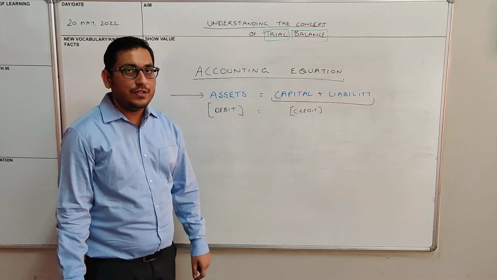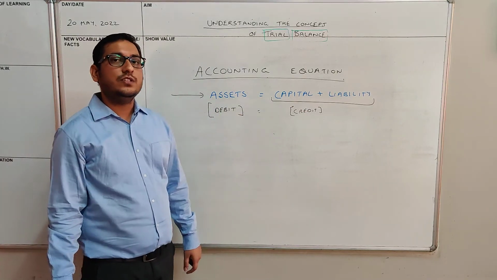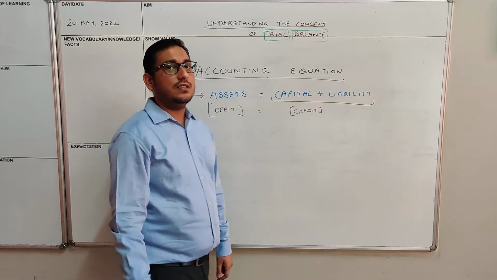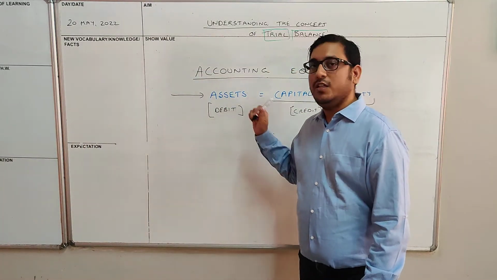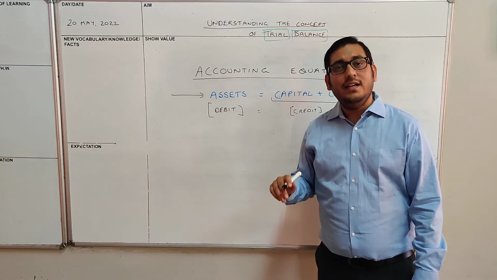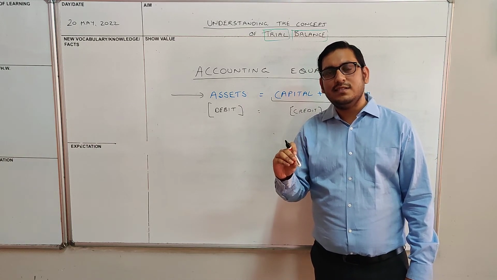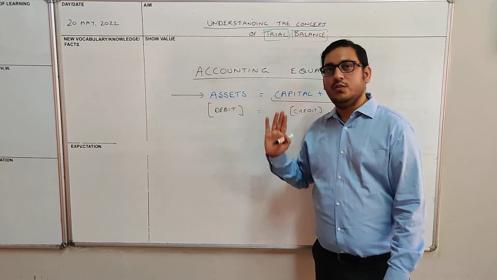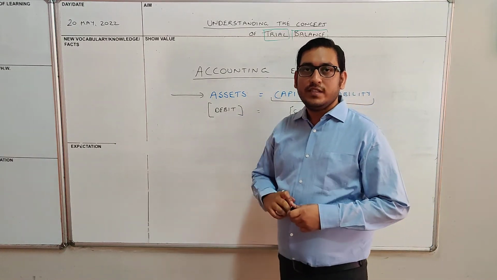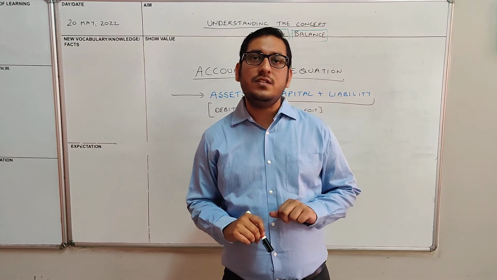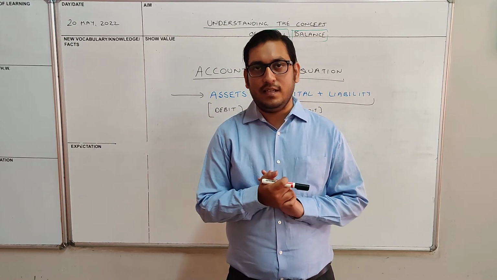I want every one of you to please write down this equation, because we have a separate chapter to prove the accounting equation. And we can say that with the help of the trial balance, we can also derive the accounting equation. So we can derive this accounting equation with the help of recording of transactions as well as with the help of trial balances.